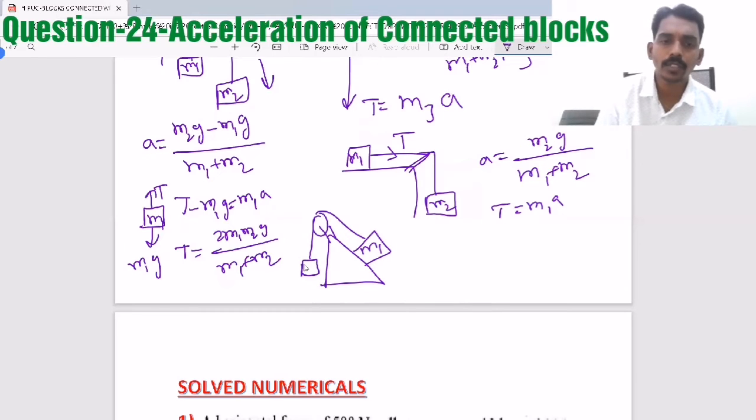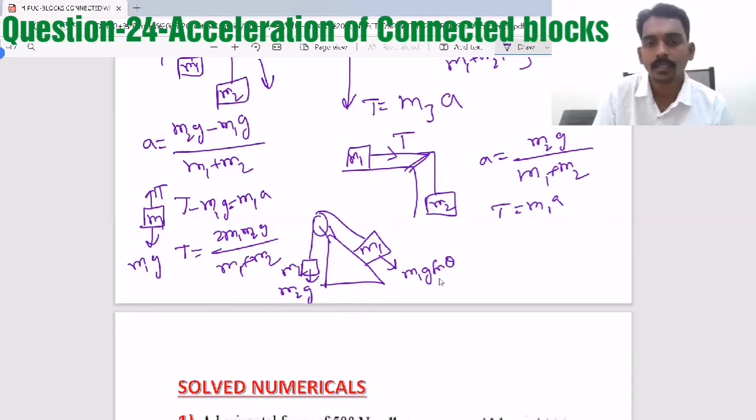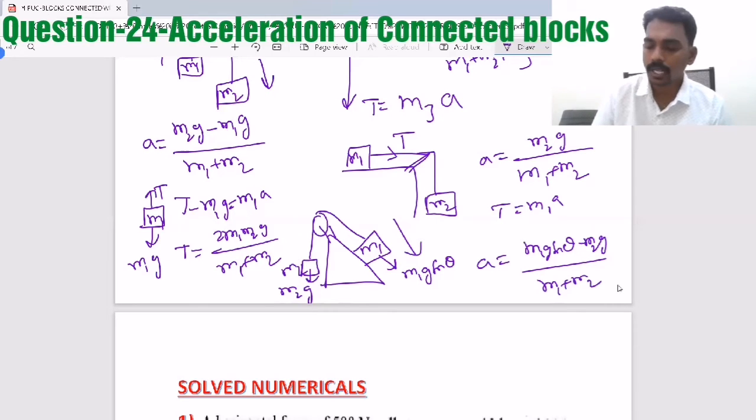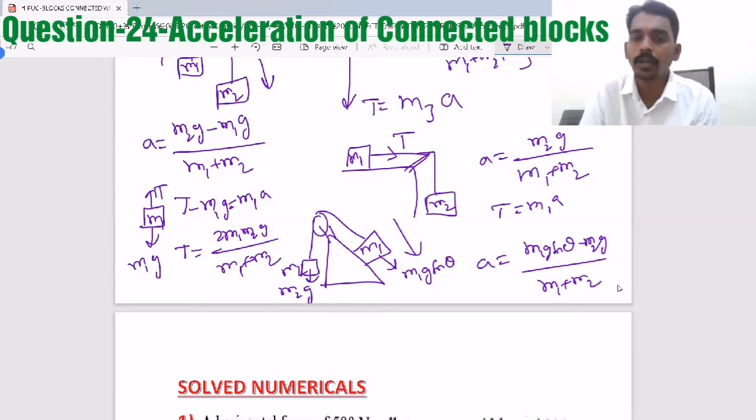In this case, let's take M1 and this is M2. Now here only the component mg sin theta will act, and here M2g will act. Suppose you consider M1 coming down, then acceleration will be M1g sin theta minus M2g, by M1 plus M2. The total weight pulling is only the component M1g sin theta minus M2g. If suppose M2 is going down, then it is M2g minus M1g sin theta.